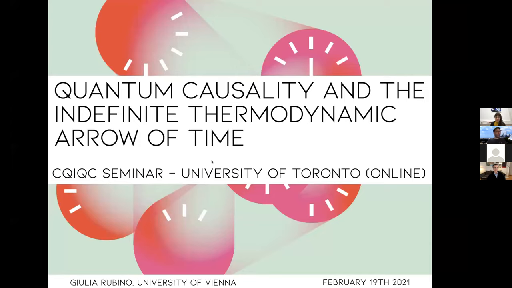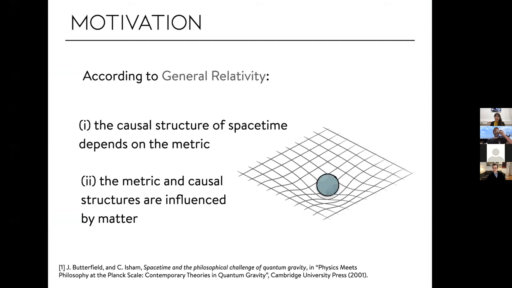As Ephraim was saying before, I'm going to use this opportunity to present some of the main results I obtained during my PhD. In particular, they're going to span two main topics. One is the topic of indefinite causality, and the other is indefinite thermodynamic arrow of time. Before starting, I'm going to explain some of the motivation that drove the studies I did during my PhD, and in particular the motivations behind this whole research line.